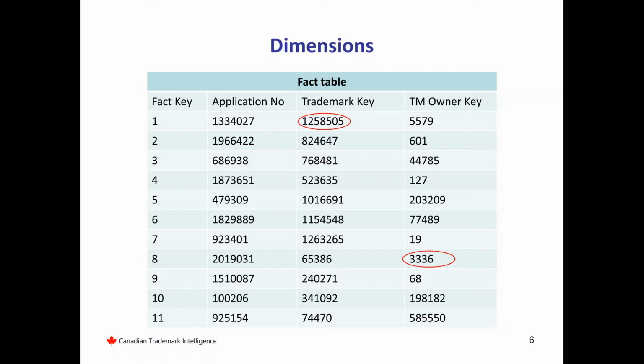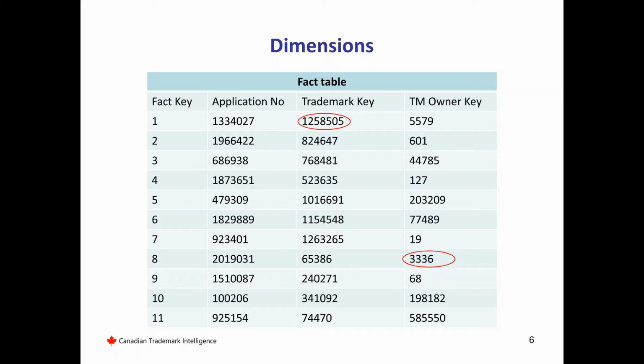Similarly, each entry in the trademark owner key column points to a correspondingly keyed entry in the trademark owner dimension table. So, for example, the 8th row in this fact table has a trademark owner key value 3336. Now we've avoided storing the trademark owner's name in the fact table, which again saves space and improves speed.